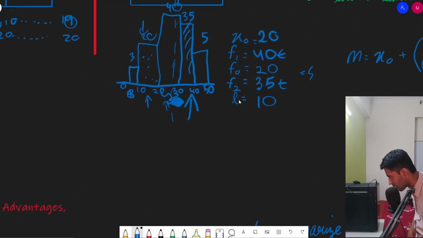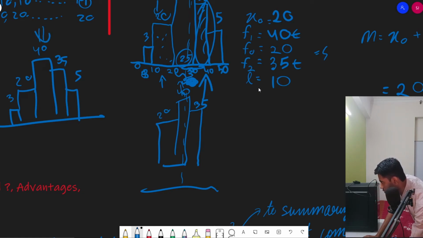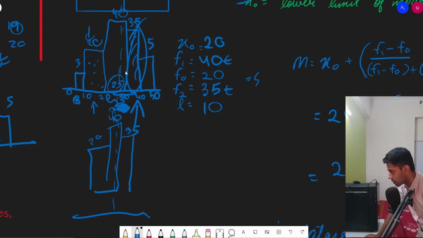If I draw this clearly, suppose this is 3, this is 20, this is 40, this is 35, and this is 5. My mode is going to lie somewhere here, because this is the maximum frequency. Next to this, this is number 1, this is number 2, this is number 3, and since number 2 is larger than number 3, my mode is going to be somewhere between 1 and 2. Therefore my mode is coming to be 28. If you plot this, you can see that my mode is 28, which is between this bar and this bar. So this is the basic idea of mode.